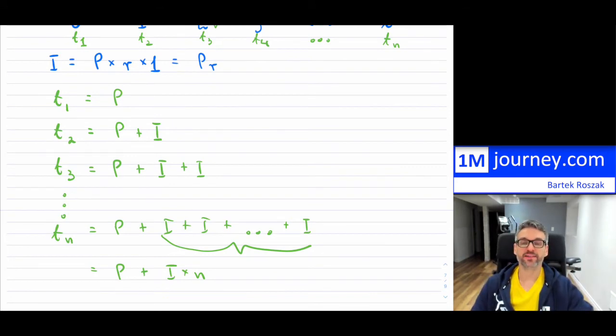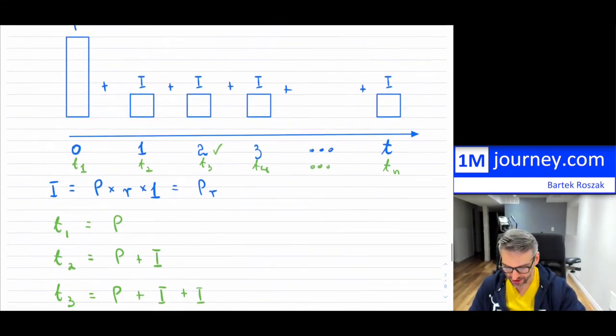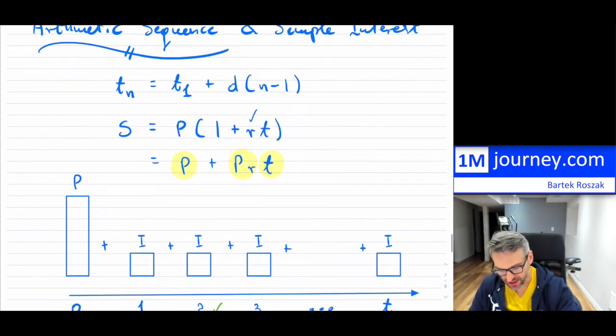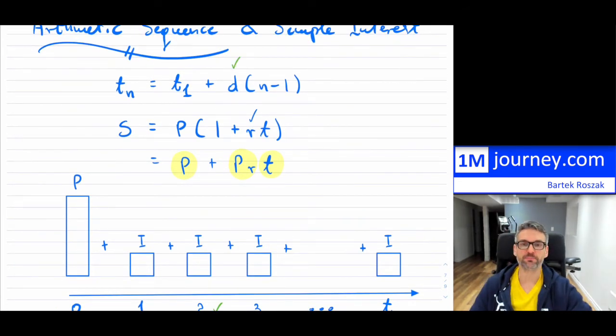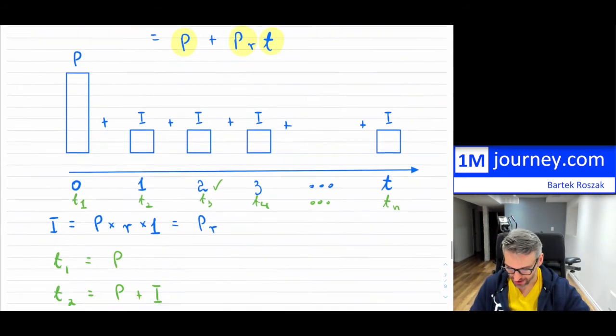Well, in the arithmetic sequence, we have this little d in here. Now, what did the d mean for us in an arithmetic sequence? It means that your sequence was continuously changing by some constant amount. So something was added or subtracted. Now, in this case, we're adding an interest, so it'd be positive, right? And that's exactly what happens here.